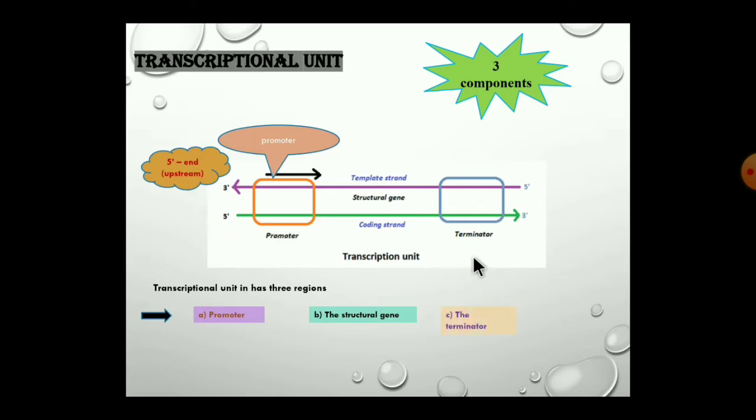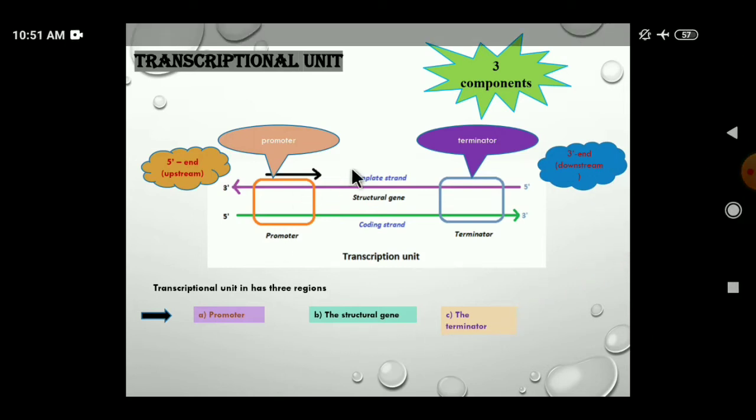The second one is the structural gene, or cistron, which is involved in synthesis of protein. And the third one is the terminator, which is located at the 3 prime end, or downstream end, of the coding strand. This is the 5 prime upstream end of the coding strand. This is the 3 prime downstream end of the coding strand. So there are three components: promoter, structural gene, and terminator. Let us start with the first one.